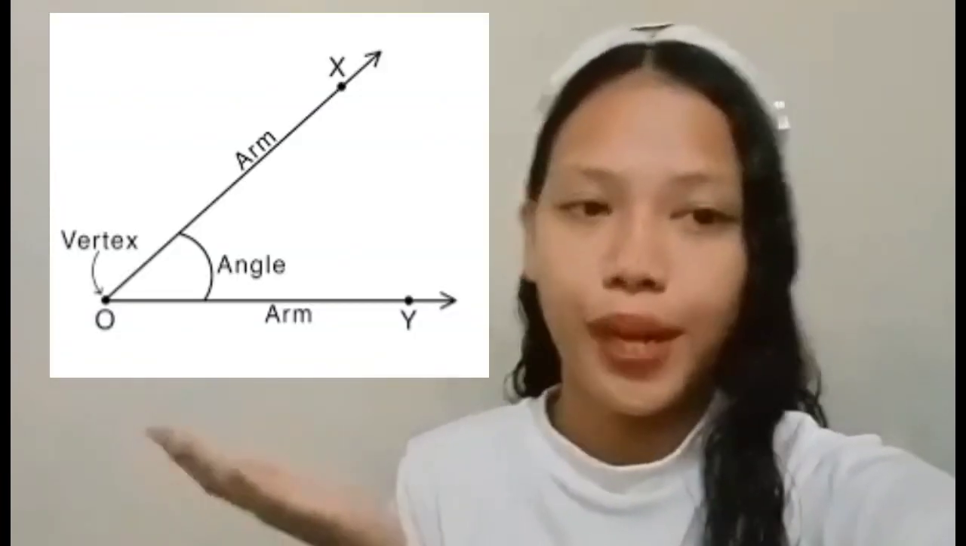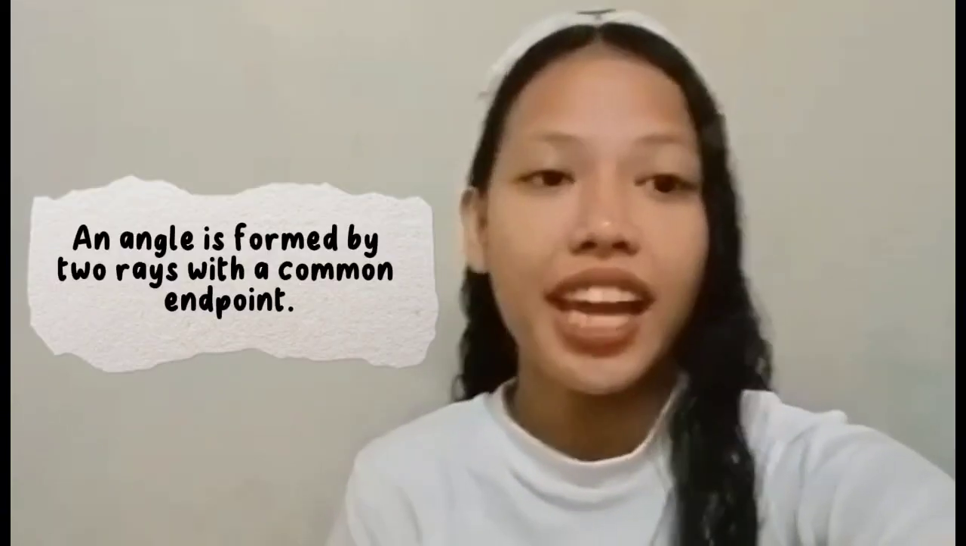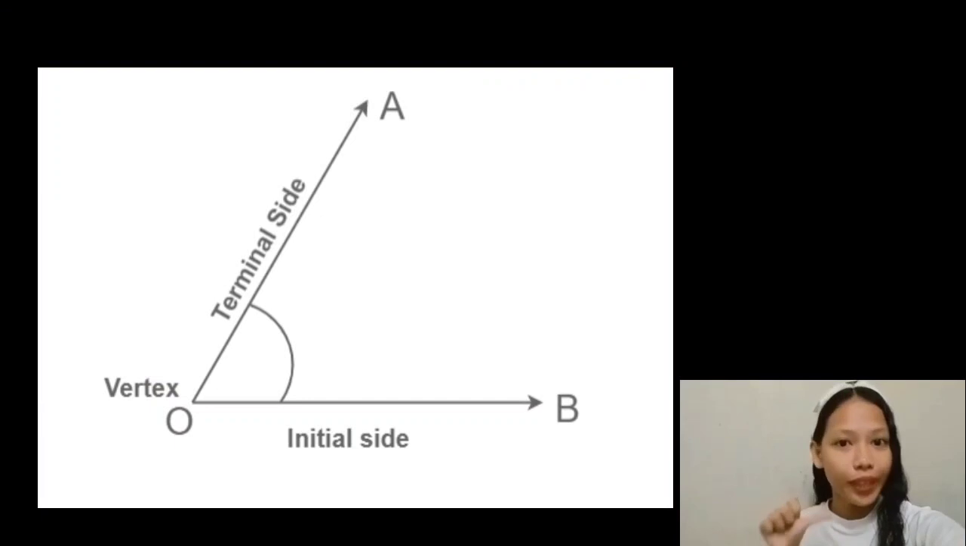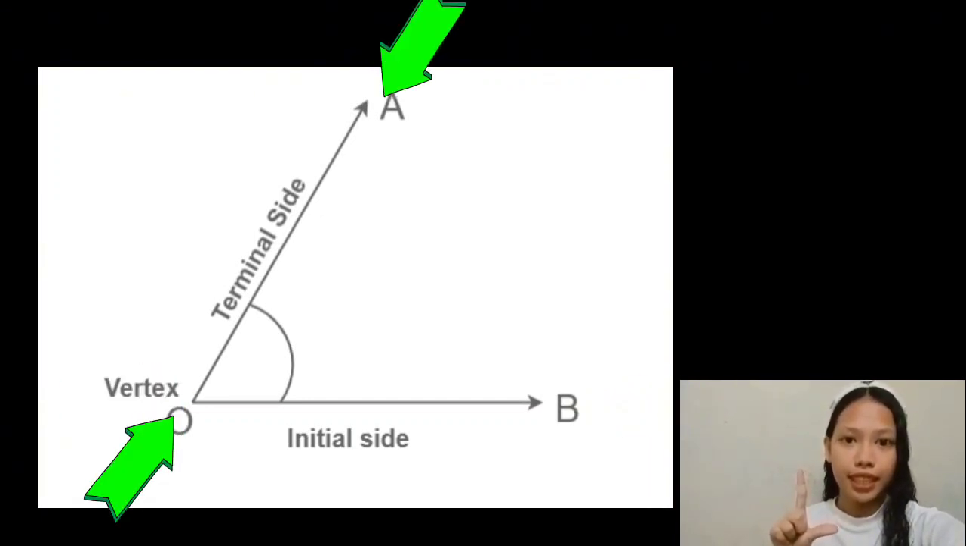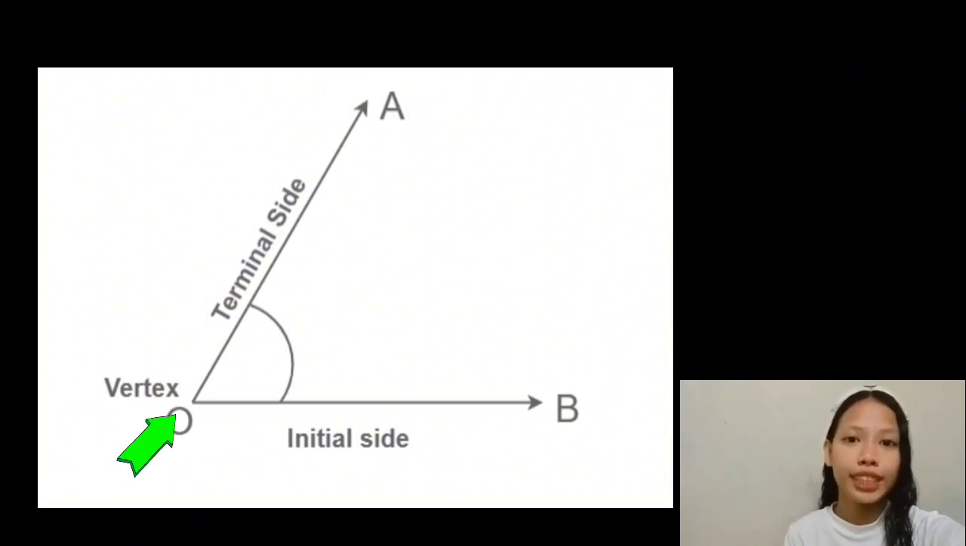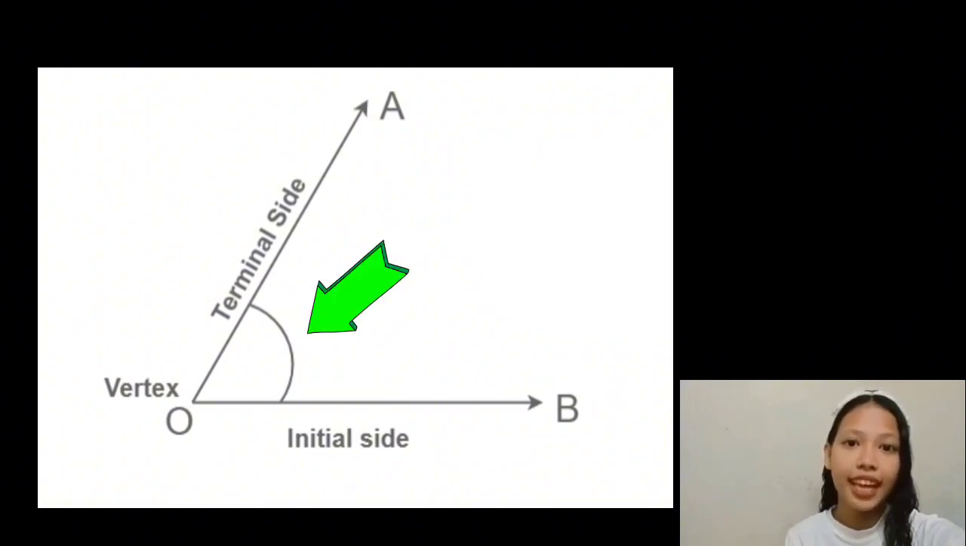I am Charmaine. This illustration that is present here is what we call an angle. An angle is formed by two rays with a common endpoint. One ray is called the initial side and the other is the terminal side. The common point is a vertex. An angle is denoted by theta, which usually represents the angular position of a vector.